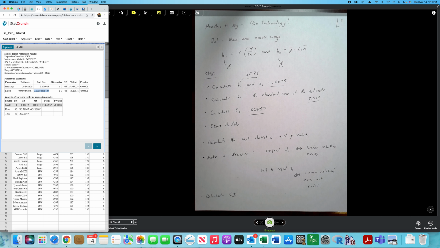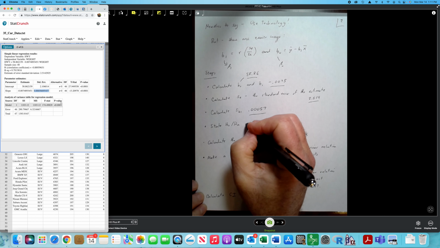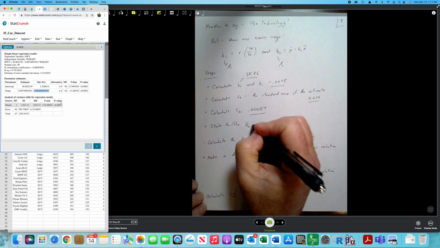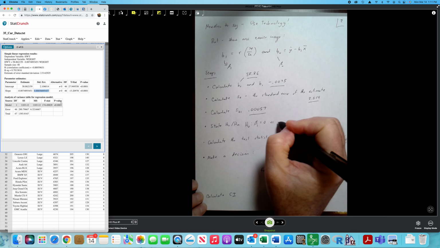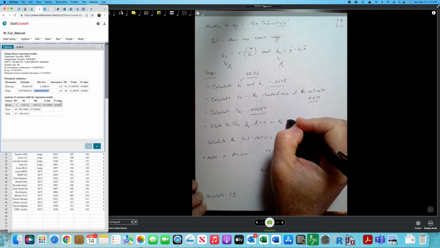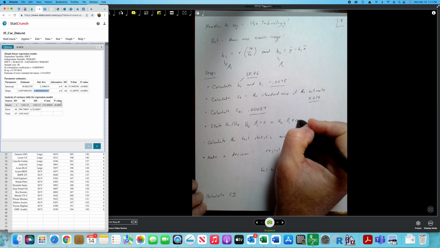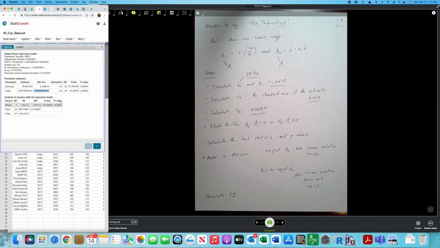Next thing, state the null and alternative hypotheses. The only thing we state for here is for our beta. So we want beta 1 equal to 0 versus our alternative beta 1 not equal to 0. For the sake of this class, I think we're going to live in the two-tailed test only. I don't think I'm going to get into any directional type tests.